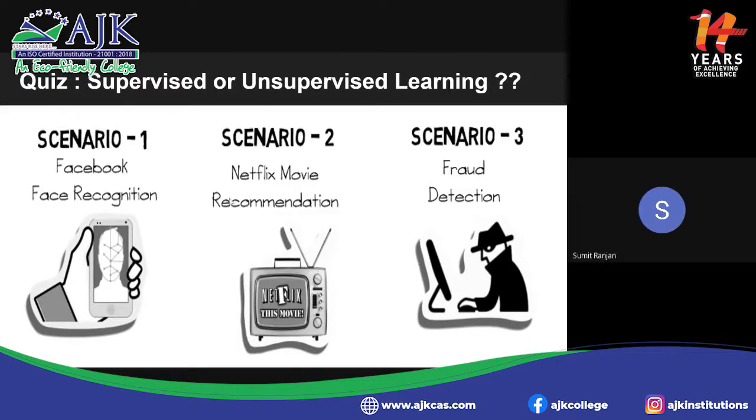So, does anyone want to guess? There is a small quiz. Scenario one is Facebook face recognition. Sometimes you see on Facebook, when you put a picture with your friends, it is able to detect which one is the face of your friend and which one is your face, and automatically suggests it. You guys might have seen that feature. So is it supervised or unsupervised learning? Anyone want to answer that? Okay, then you can find it later. The other scenarios are Netflix movie recommendation and fraud detection. It's interesting to know what algorithm is behind it, whether it's a supervised or unsupervised learning algorithm. You can just try to Google it or apply your mind.